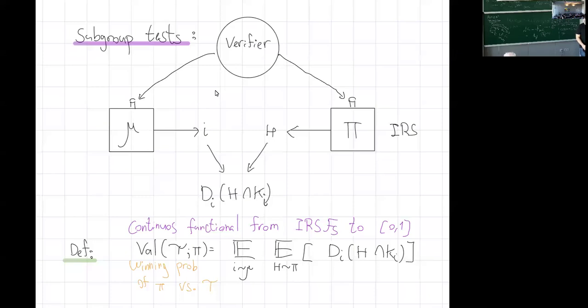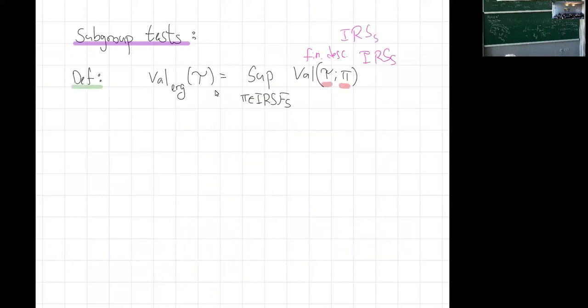Other remarks? Okay, great. But my point is that this is not the value of the subgroup test. This is the value of the subgroup test versus a specific IRS. This is very similar to not asking what is the maximal proportion of edges that can be satisfied by a 3 coloring, but what is the number of edges satisfied by a specific 3 coloring, right? So now I need to take a supremum or a maximum, depending on what I define it over. And there are 2 natural things to do, okay? So recall we had 2 sets: all IRSs, and the finitely described IRSs.